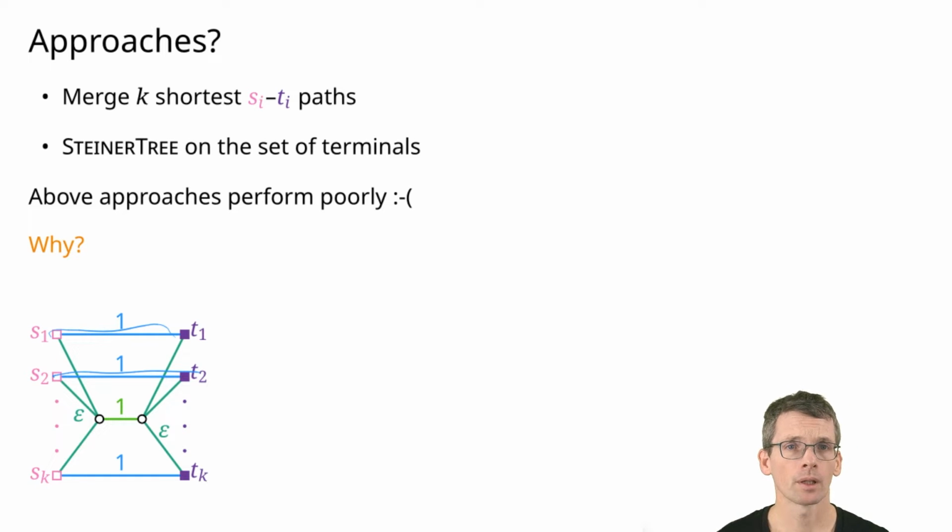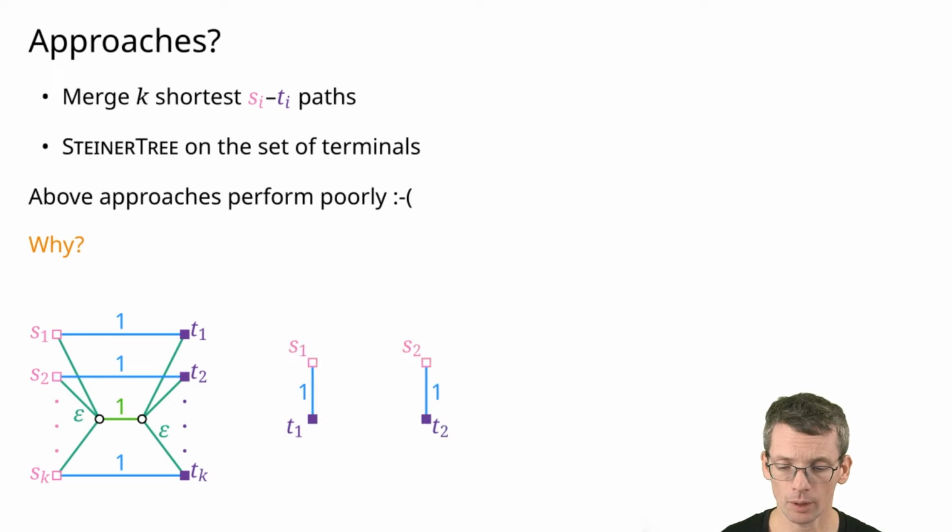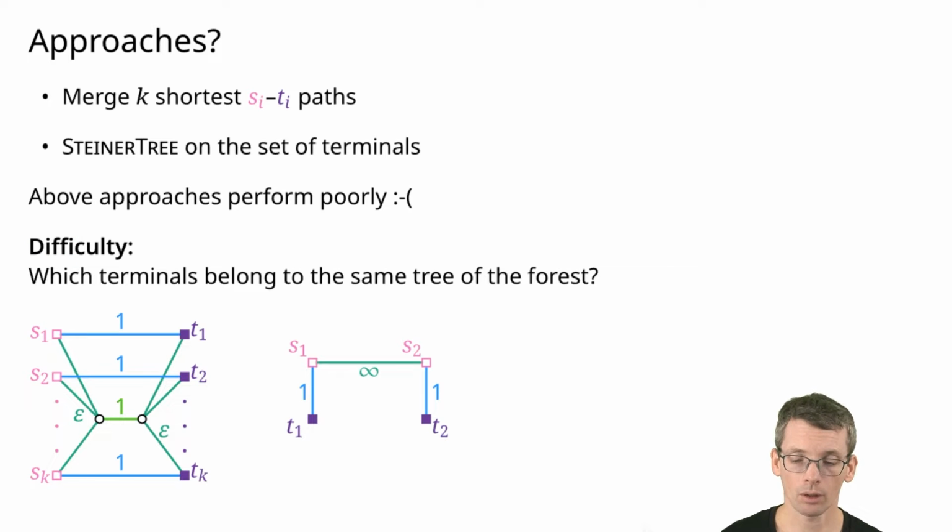For the Steiner tree, the minimum Steiner tree problem, why is that not a good idea? Let's say this is a minimum Steiner forest, and the only way to connect those two components is a very long edge. Then obviously we would not want to add it. So there, the difficulty is actually figuring out which terminals should end up in the same trees of the forest. So those approaches we cannot use.